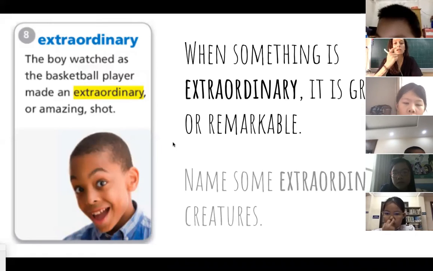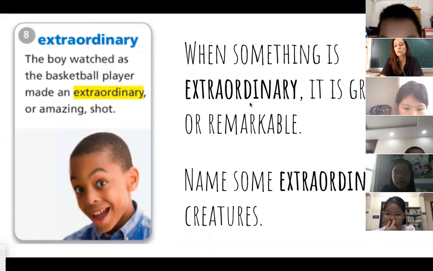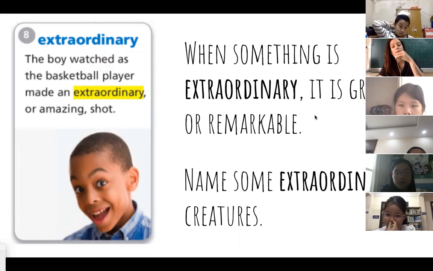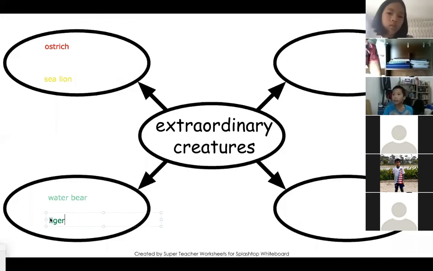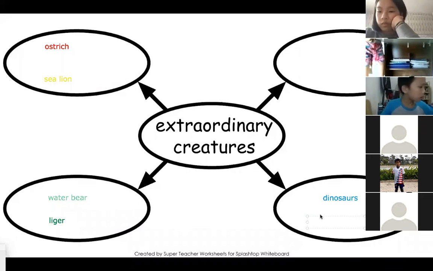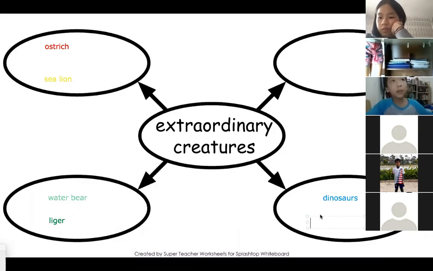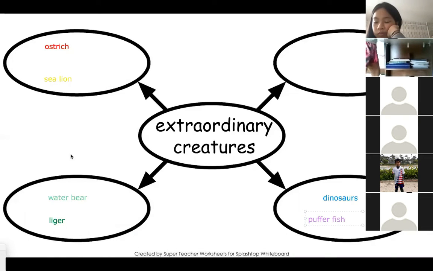So let's think of some things that are extraordinary. In the chat, type some examples of some extraordinary creatures, and we'll fill out a web together. Okay, so we have ostrich, sea lion, water bear, liger, dinosaurs. Okay, Bill says he scored a goal yesterday, and that was extraordinary. I agree, Bill. Pufferfish. Okay, very good.